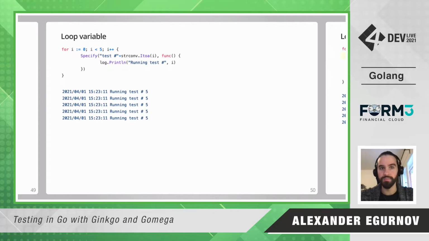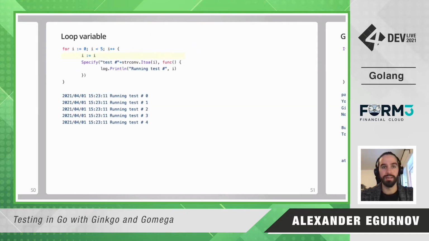Still, as in normal Go code, loop variables belong to the loop. And as I said, first you build the tree of tests. So this Specify doesn't really run the test itself. What you will get when you run it is the last value of your loop variable, which is 5, and not really something you wanted to have. So the solution is as simple as usual. You can create a local copy, you can pass it as a parameter, whatever you see fit.